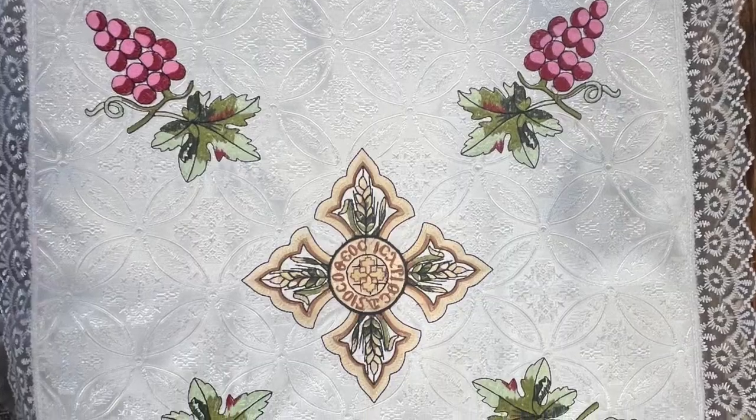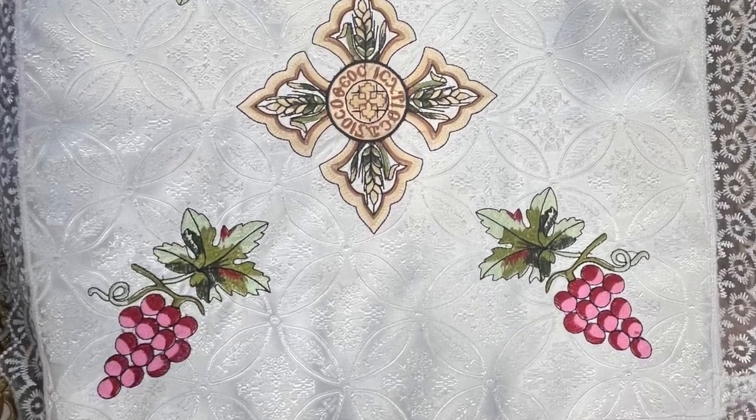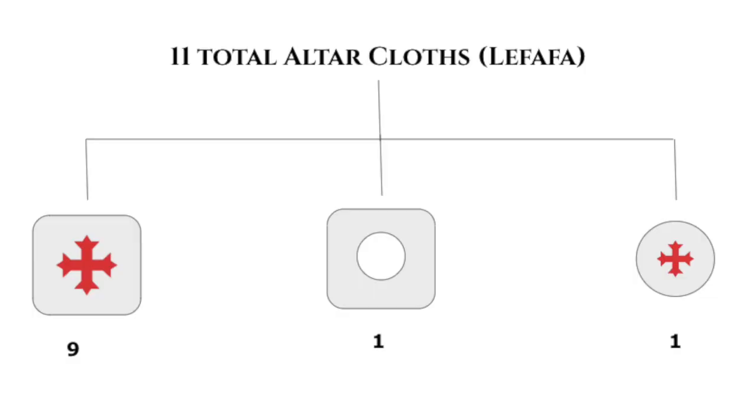Perfect. There are a total of 11 cloths, which is also known as a lefefa. 9 square cloths plus 1 with a hole in the middle, and 1 circle cloth.